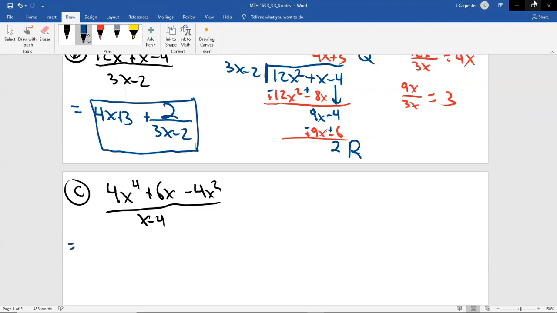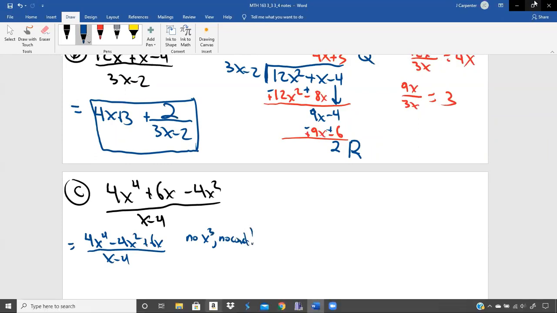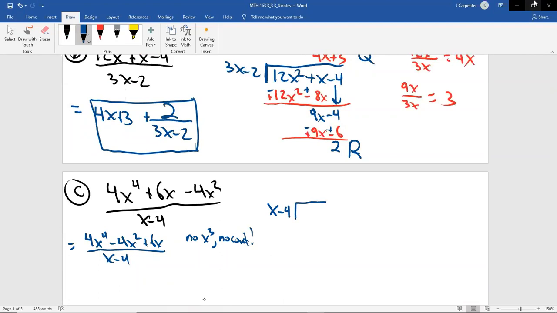So someone might want to reorder them at least to 4x to the fourth minus 4x squared plus 6x over x minus 4. But on top of that, there is no x cubed term, and there's no constant, which means we're going to need zeros in their place because it's like we're missing the ones place and the thousands place. So when I write my actual division out, we're going to put the x minus 4 on the left still, but we're going to need those placeholders.